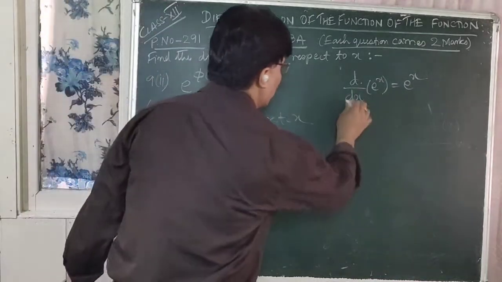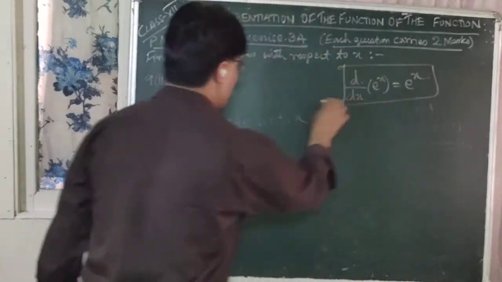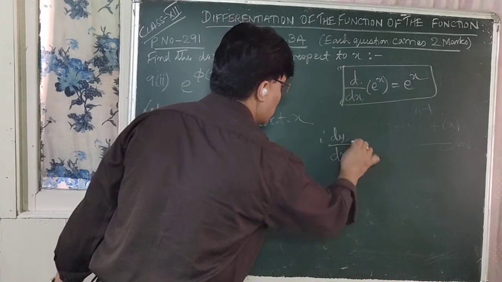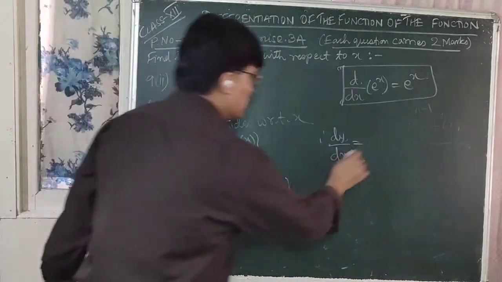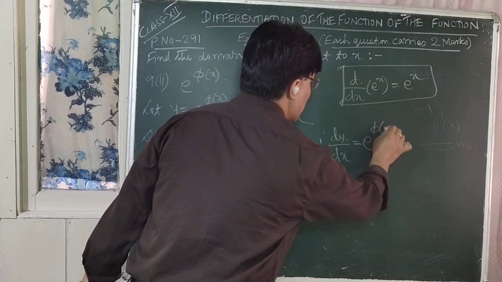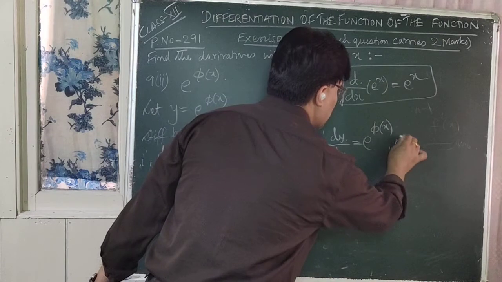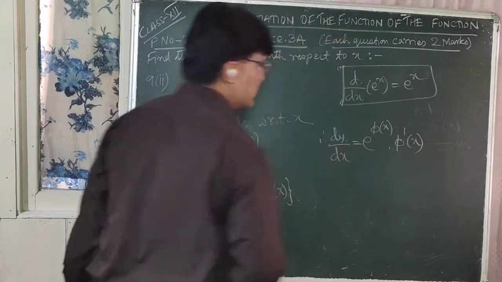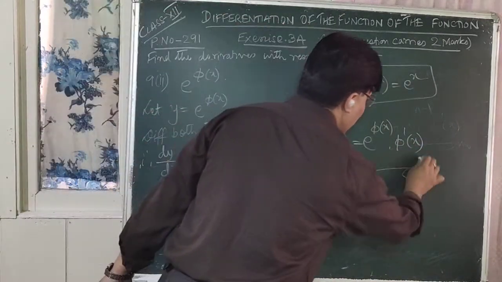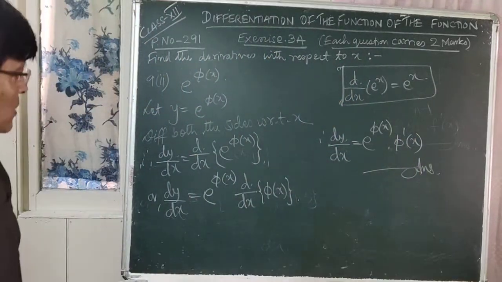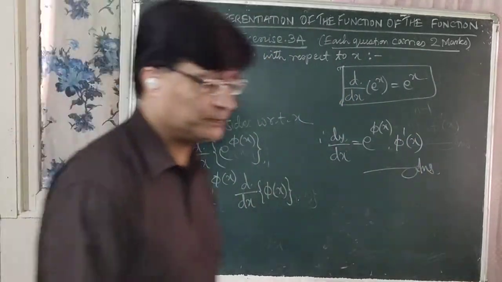So this is the formula, right? So therefore dy/dx is equal to e to the power phi of x into, what is dy/dx of phi of x? It is phi dash of x, right? So this is the final answer. So this is your answer. So now we'll do the next question.